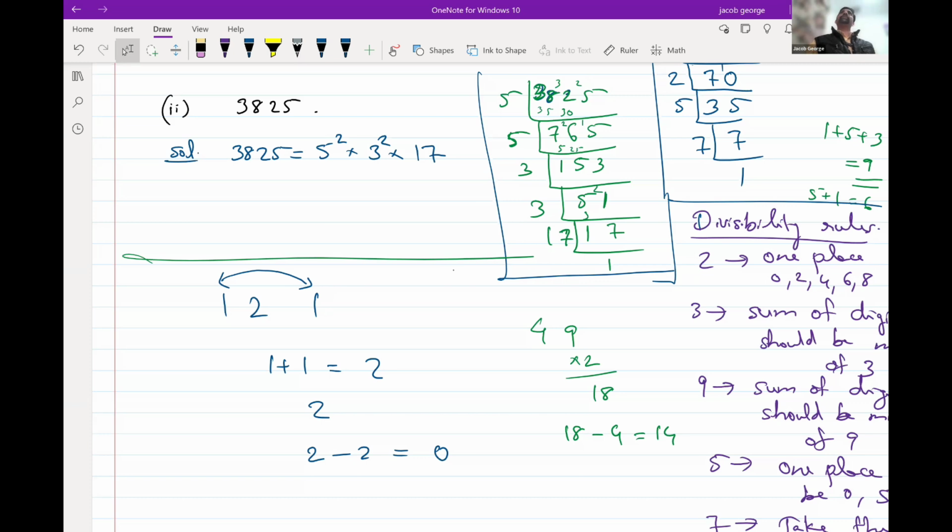Rule for 4, it is divisible by which one? The last two digits, it must be a multiple of 4. Last two. Okay, like 4, 8, 24. Multiples of 4, last two digits.